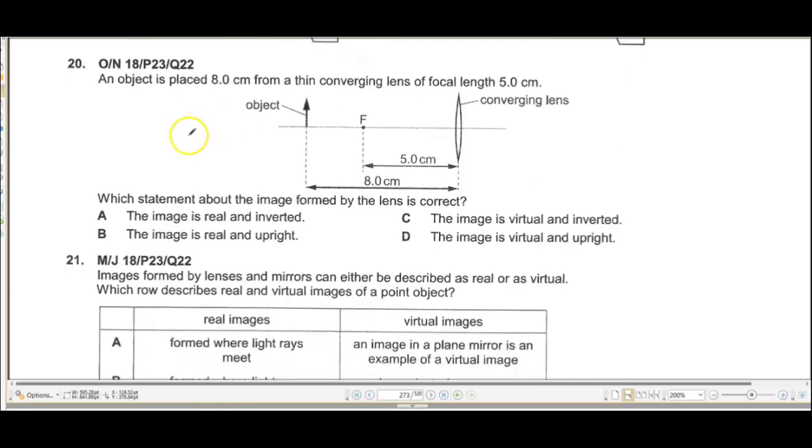Moving on to question number 20. An object is placed 8 centimeters from a thin converging lens of focal length 5 centimeters. Which statement about the image formed by the lens is correct?